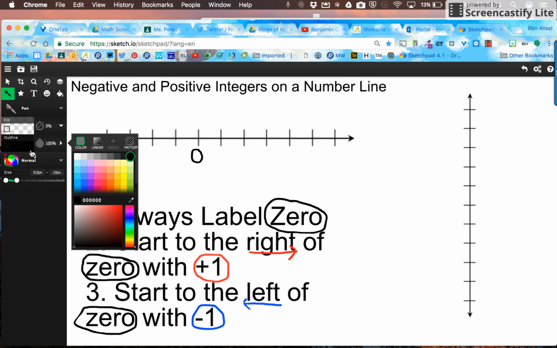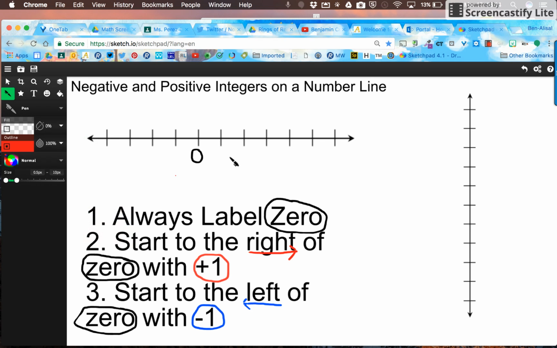So the second step is to start to the right of the zero with a positive one. We don't need the positive sign in front of the positive numbers. They are already positive. And so we're going to go to the very end of this number line, which ends at 6 and continues on going.